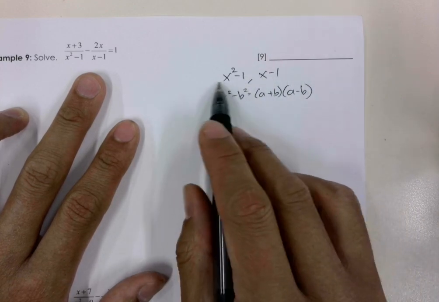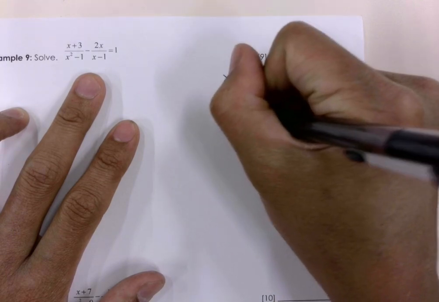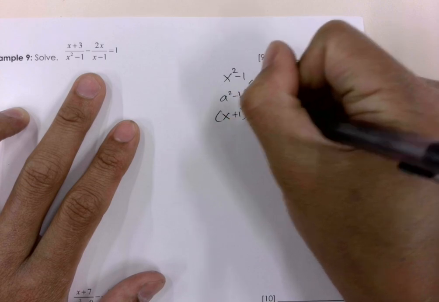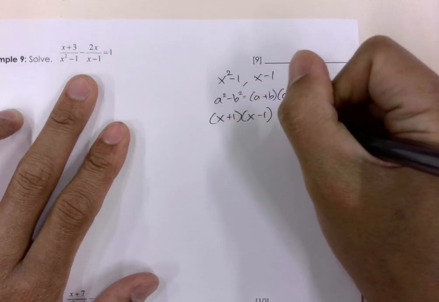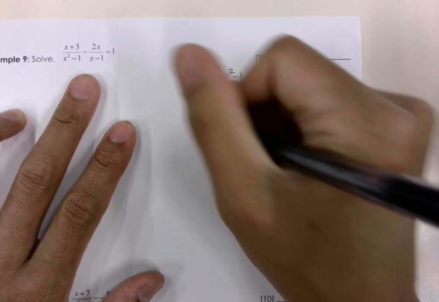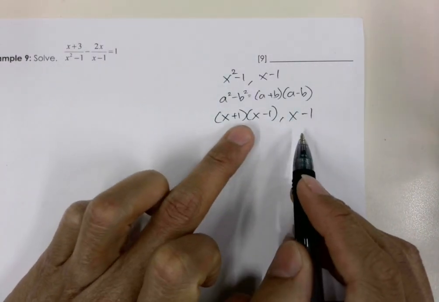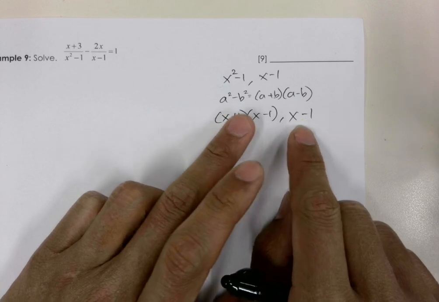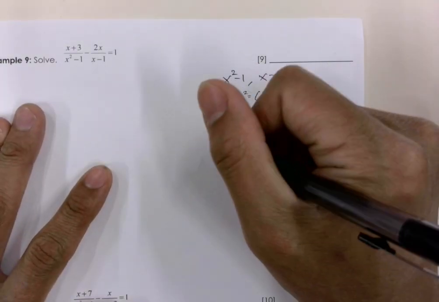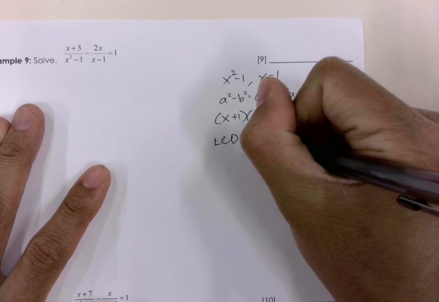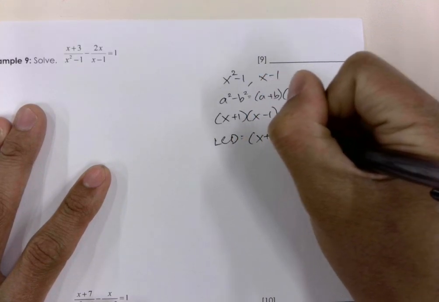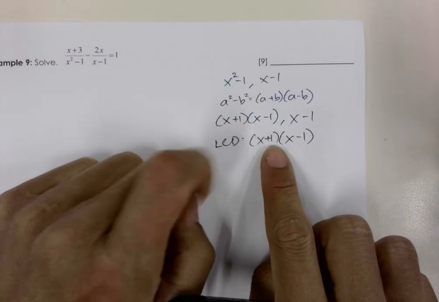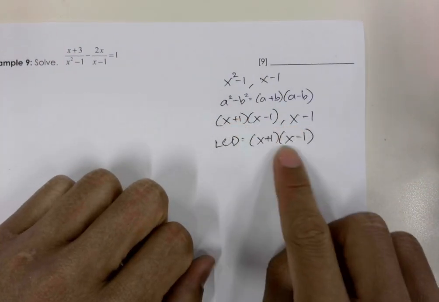So what is this going to factor out to? It's going to be, a is x, and our b is 1. All right? So it's x plus 1 times x minus 1. So what are the denominators here? This is one of the denominators in its factored form. This is the second denominator. And if we look at the two, we can see that the LCD is going to be x plus 1 times x minus 1. Right? It has the first denominator as one of its factors, the entire expression.